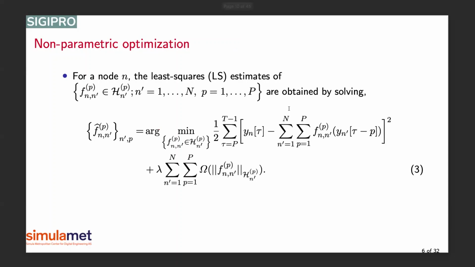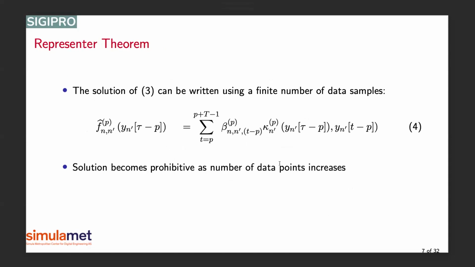Now, we can formulate a non-parametric optimization problem as equation 3 with a data fitting term and a regularizer. Now, if you see the data fitting term, the function has infinitely many parameters. In order to reduce the number of parameters or make the problem parametric, we can use the famous representer theorem, which states if the regularizer is non-decreasing, the solution of the optimization problem 3 can be expressed with a finite number of parameters as equation 4, where the number of parameters required is equal to the number of data samples available.